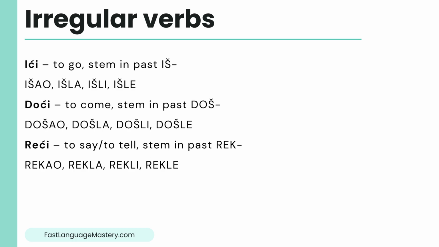You can see, masculine išao, feminine išla, plural masculine išli, plural feminine išle. Doći, to come, and the stem in the past is doš. So došao masculine, došla feminine, došli masculine or masculine plus feminine, došle plural feminine. Next, reći, to say or to tell. The stem in the past is rek. Rekao masculine, rekla feminine, rekli plural masculine, rekle plural feminine.